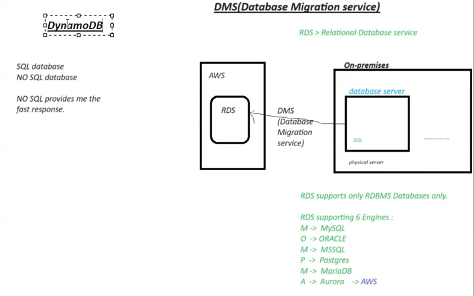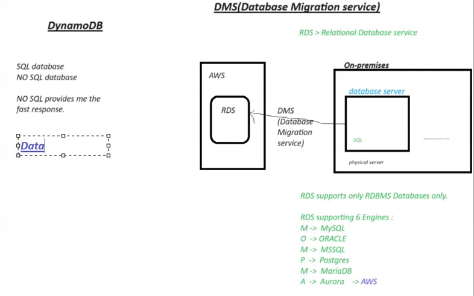Sir, is NoSQL a relational or non-relational database? NoSQL is a non-relational database. What is a database, sir? A database is nothing but something which stores data. So let's say I have a need to store a huge amount of data. Then what do we call that?